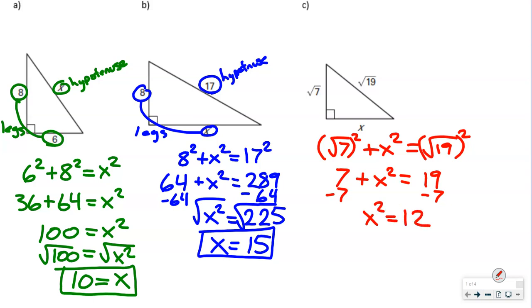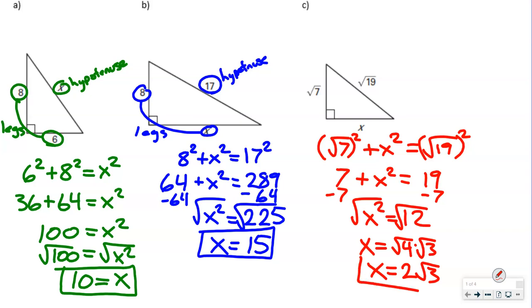X squared equals 12. Again, that's not our answer yet. We need to square root both sides. Find the square root of x squared and the square root of 12. Square root of x squared is just x, but the square root of 12 is going to simplify. 12 is not a perfect square, so this is one that we have to simplify, like our simplifying radicals practice. So that simplifies to square root of 4 times the square root of 3, which is 2 square root of 3. So x is 2 square root of 3.